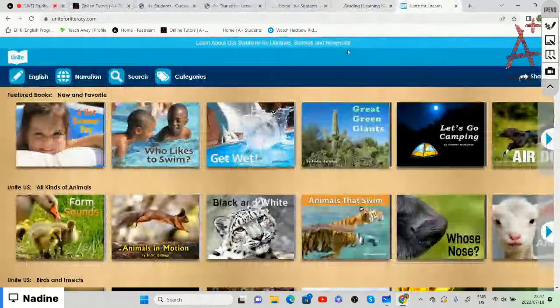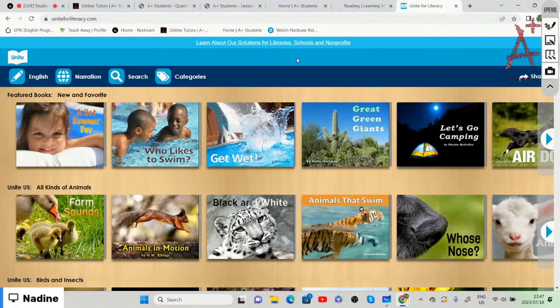And just to recap on our lesson, it was on adjectives, right? And we said an adjective tells us about a person, a place, an animal, or a thing. Some adjectives tell us how many, and some adjectives tell us what kind. So that is the end of our lesson on adjectives.